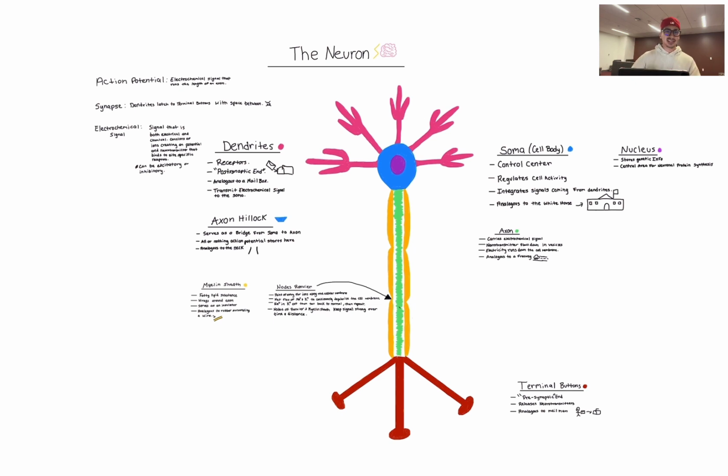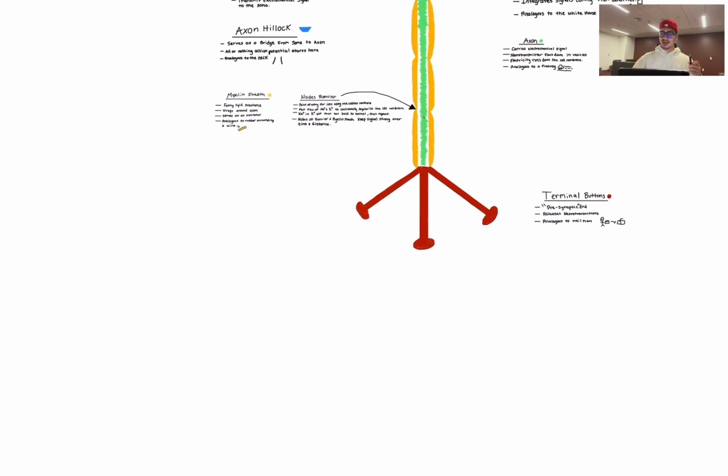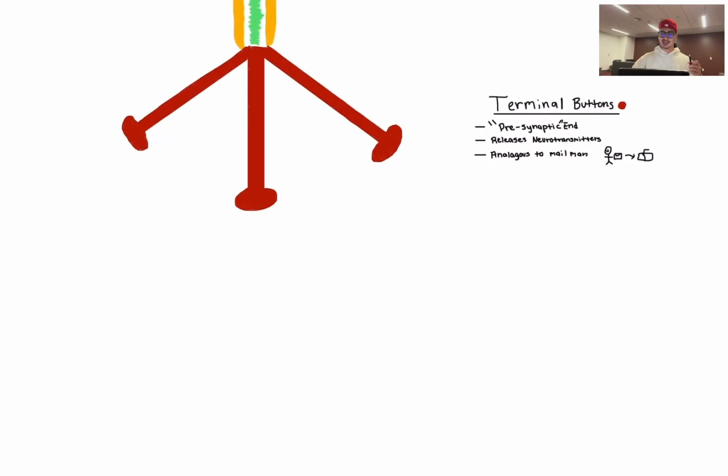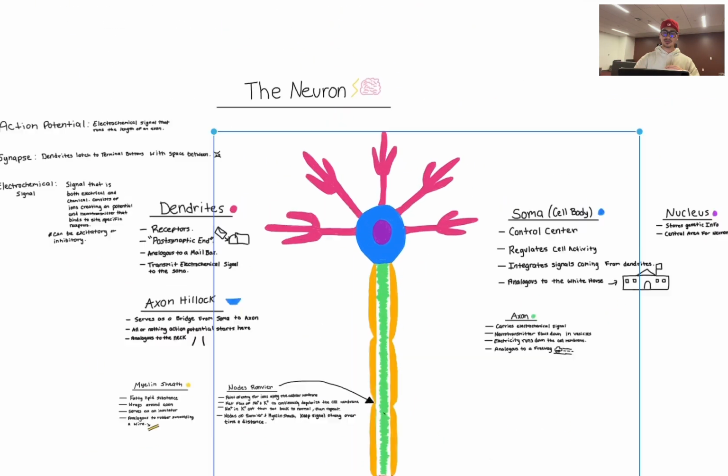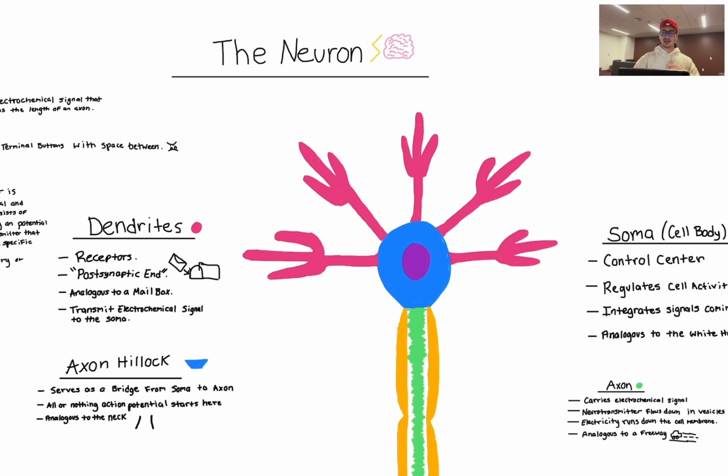So I'm going to break this down one more time for you guys, right? We're going to start off here at the terminal buttons, because I feel like this is the best way to explain what's happening. Terminal buttons are going to release neurotransmitter. They're going to act as your mailman. They're going to put the mail in the box, right? This box is going to be your dendrites. And the dendrites are going to receive this chemical message, this electrochemical message. Don't forget about the electrical part.